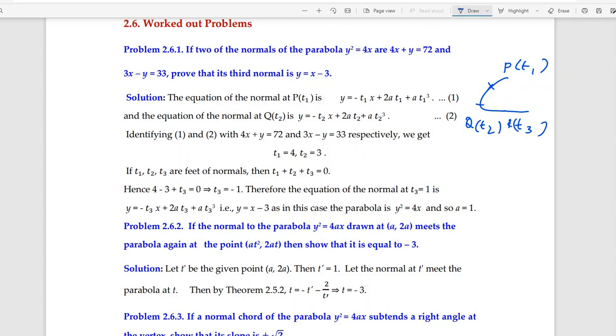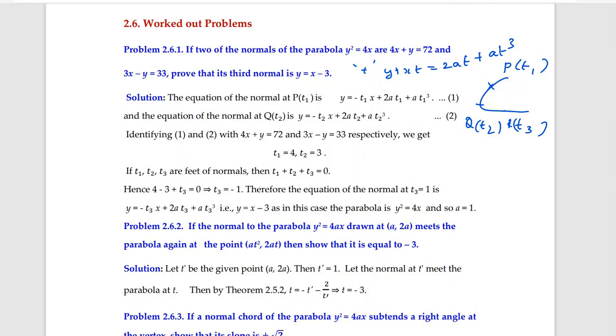The equation of the normal at P of t, at t, is given by y plus xt is equal to 2at plus at cube. So we consider here the point P of t1, and we have the equation of the normal at t1 to be this. Now the equation of the normal at t2 is given by this. Now we are going to identify equation 1 and 2 with the given equations, namely 4x plus y is equal to 72 and the other one.